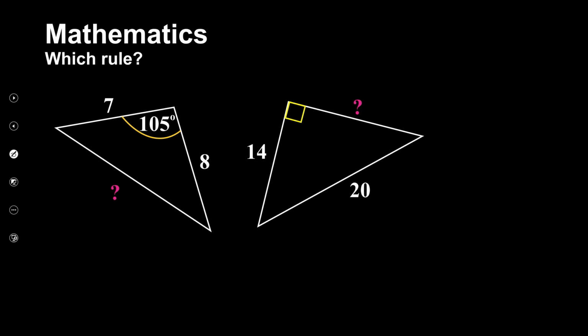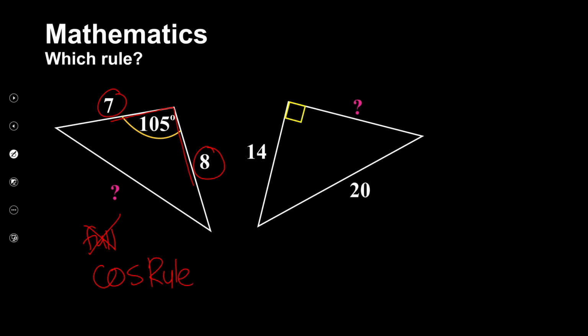The next one again, is it a right angled triangle? No, it's not a right angled triangle. Do we have a full pair? No, we don't have any full pair, if you look at it correctly. All we have is a side, an angle, and a side. So we have that V pattern. So we're definitely going to be using the cos rule here.